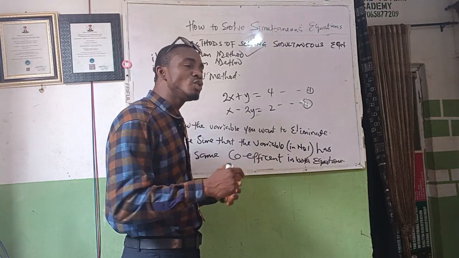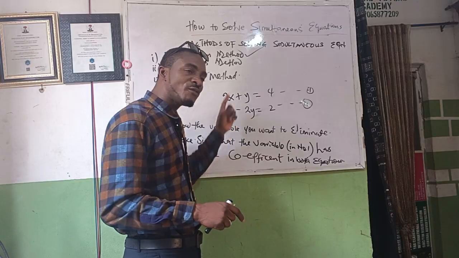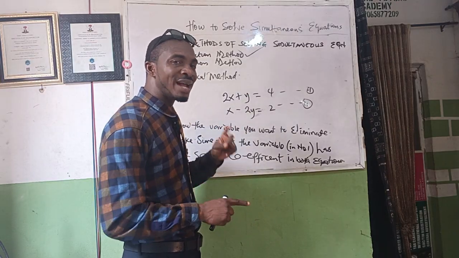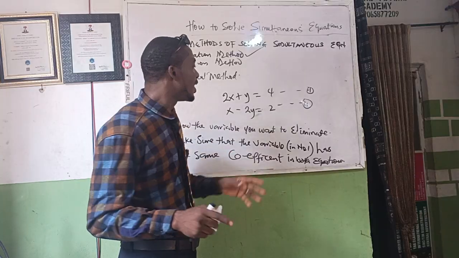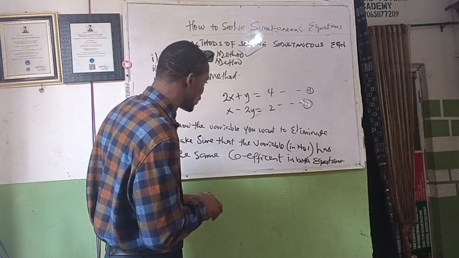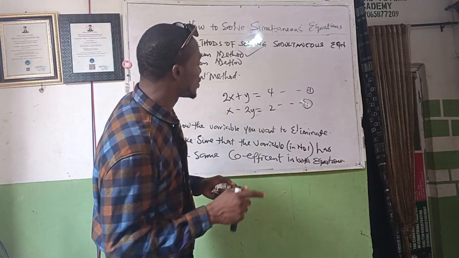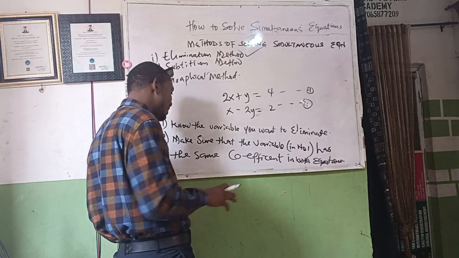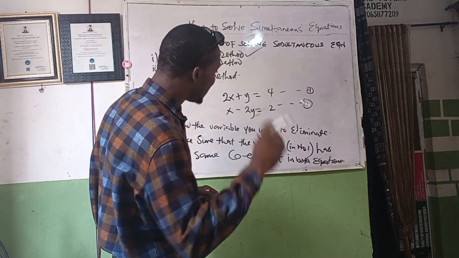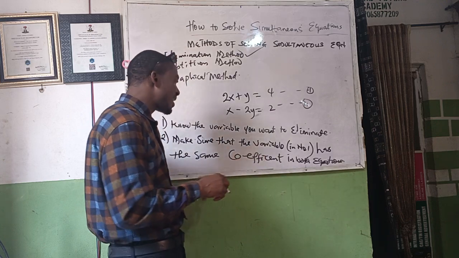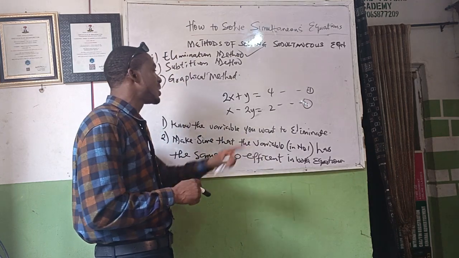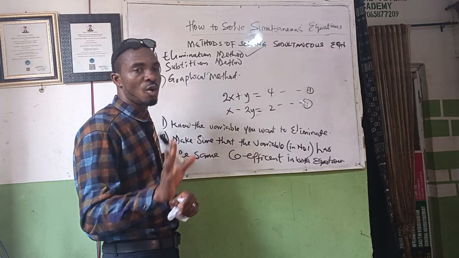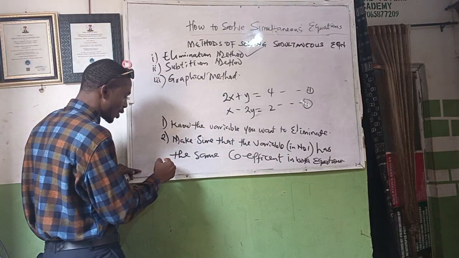And I say you should make sure that the coefficients in equation 1 and in equation 2 are the same, whether with sign or not. Don't bother. Just make sure they are the same in magnitude, in both equations. So the sameness I'm talking about is in magnitude, in size, 2, 2. Whether the 2 here is minus, the 2 here is plus, don't worry, we are coming to that. And that leads me to number 3.